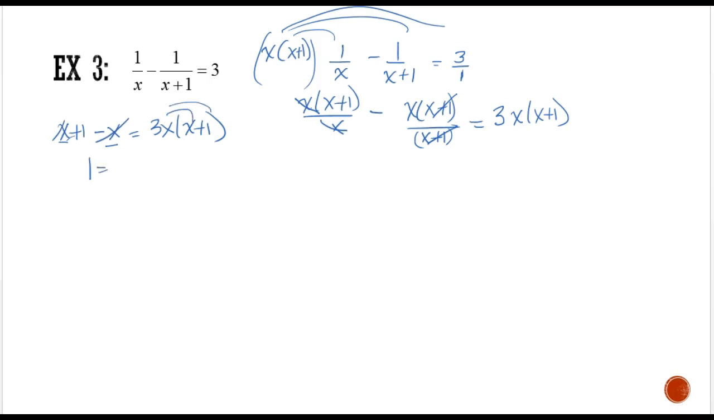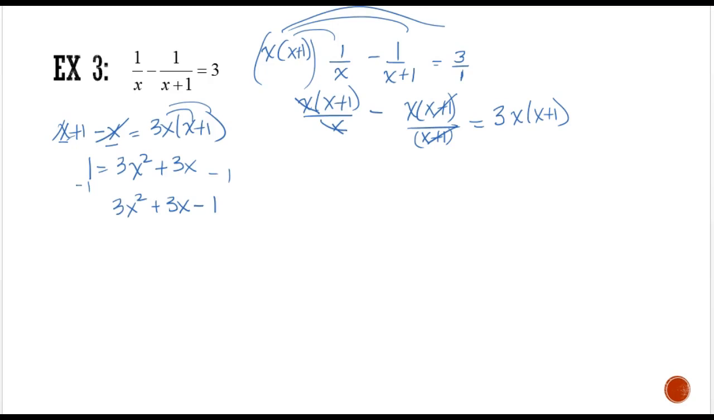Here I'm going to distribute that 3x. So 3x squared plus 3x. All right, now we're getting closer. Here's my x squared term. It's positive. I want to leave it positive, so I'm going to move that 1 over. So I'm going to have 3x squared plus 3x minus 1. All right, so it's a trinomial. Let's see if we can factor this.